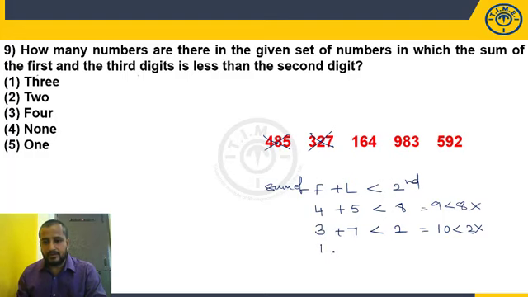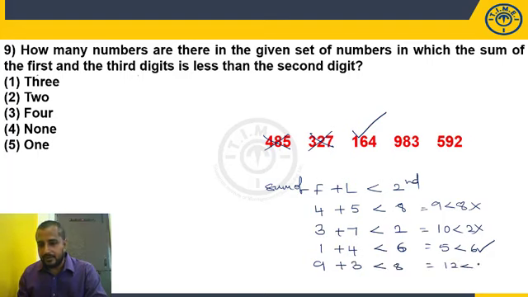164. First digit is 1 and the last digit is 4 and the second digit is 6. So 1 plus 4 is 5 and 5 less than 6 is absolutely right. So this one is the required one. Next, first digit is 9 and the last digit is 3 and the second digit is 8. So 9 plus 3 is 12. Is 12 less than 8? No. So this is not my required one.